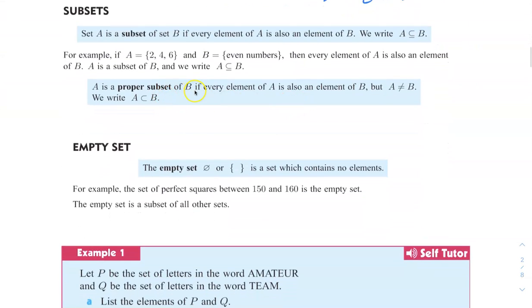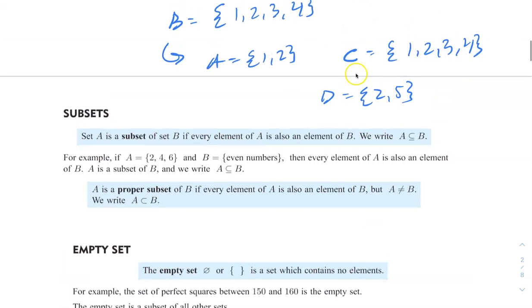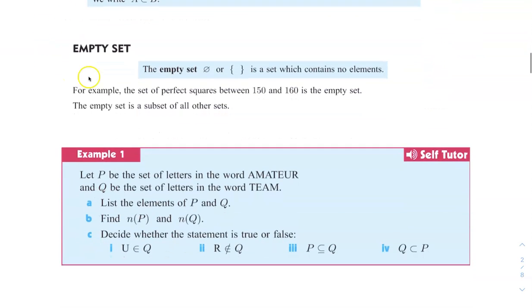And then a proper subset is if every element is also an element of B, but not equal to. So like over here, A is a proper subset of B. No equal sign. A is smaller than B. But C is not a proper subset of B. It's actually equal, so you put C with the less than or equal to subset version of it. Empty set: it's a set of no elements, so it's an empty set.